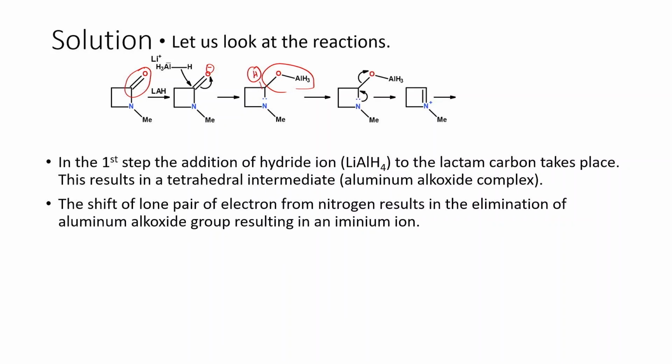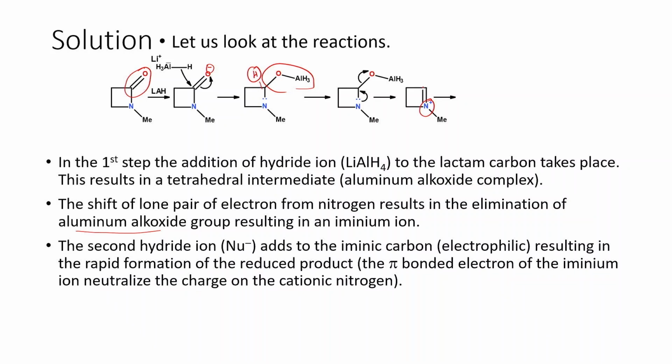Then what happens is oxygen is electronegative in nature, and there is a neighboring nitrogen atom having a lone pair of electrons. So the shift of the lone pair of electrons from the nitrogen actually takes place. That results in the formation of an iminium ion, with concomitant loss of the alkoxide group, that aluminum alkoxide is lost. So we end up with an iminium ion.